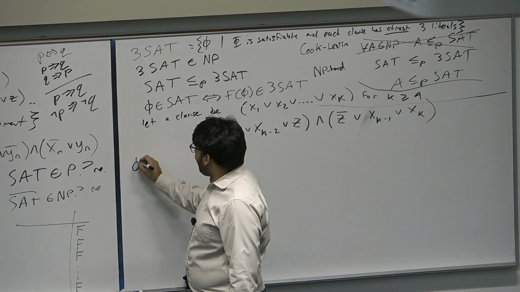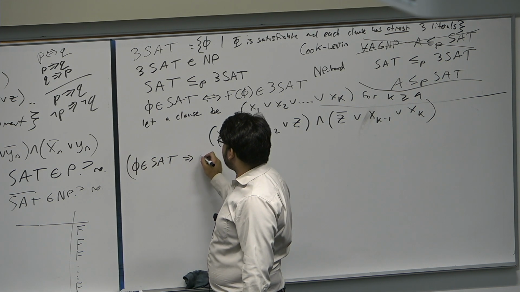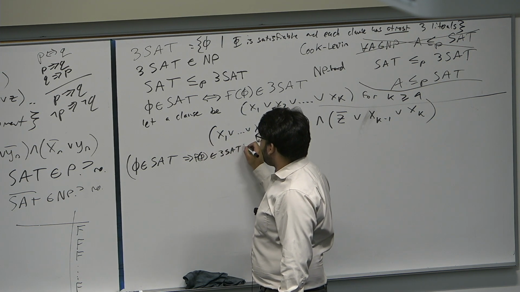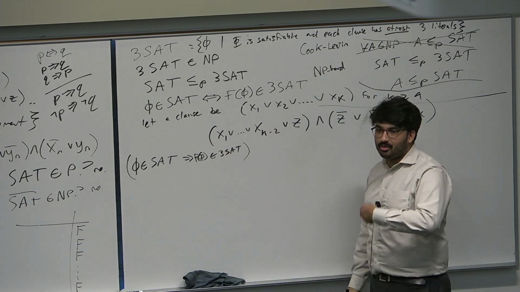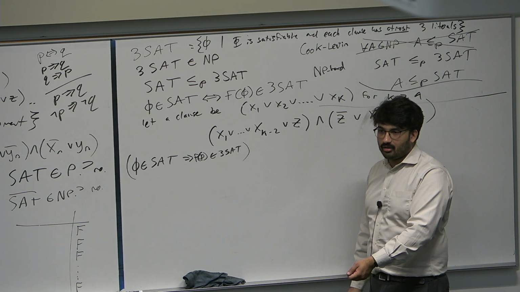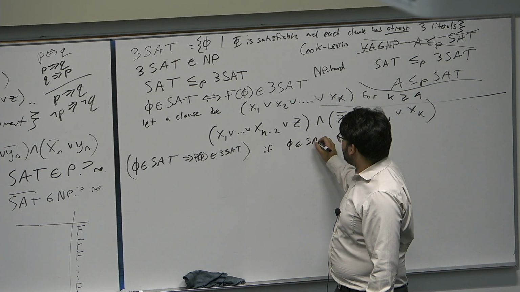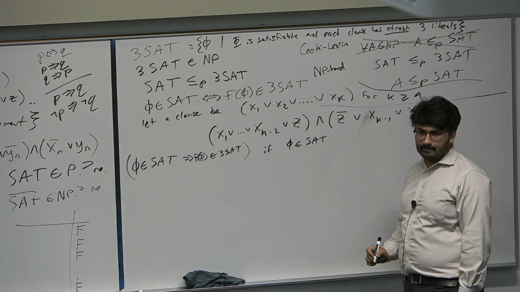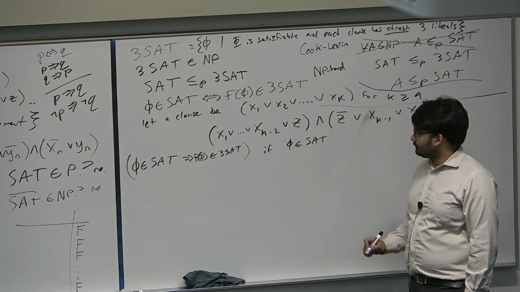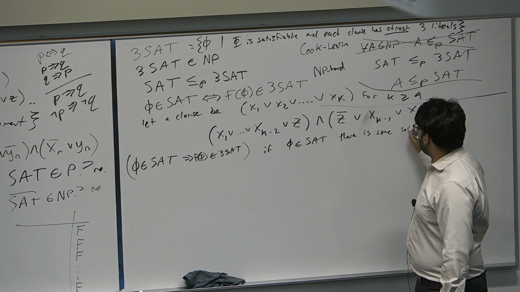So we want to let phi be in SAT, and we want to prove that f of phi is in 3-SAT, where f of phi is the output of the reduction. The reduction takes as input a CNF, does not solve it, and outputs a different CNF with the correctness property. Okay? If phi is in SAT, what do you know about it? Yeah. It must have a satisfying assignment. There is some satisfying assignment.